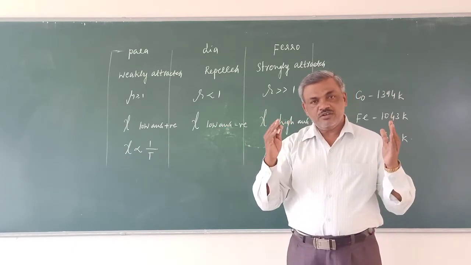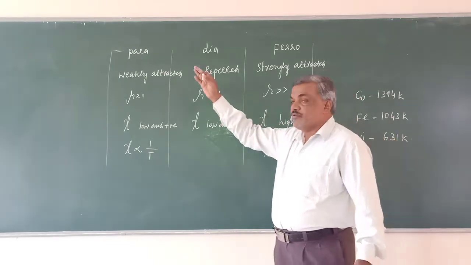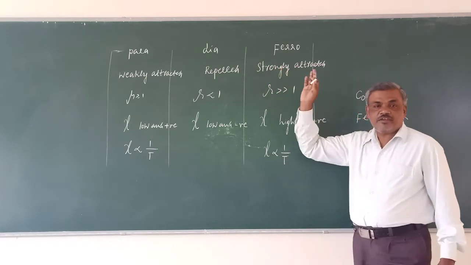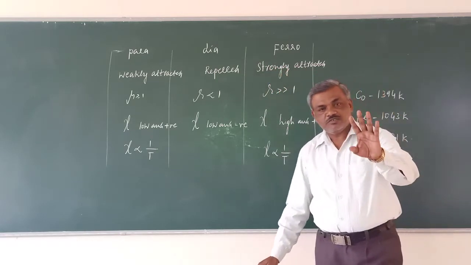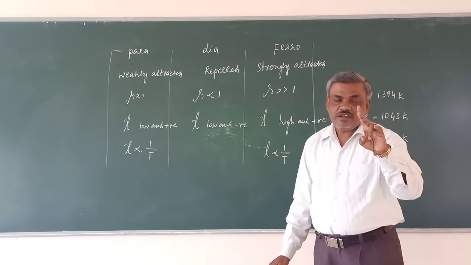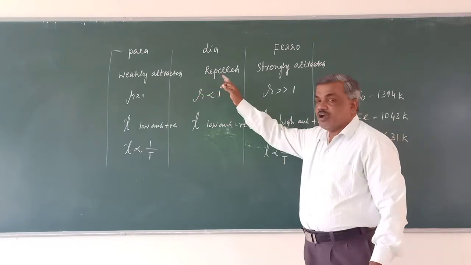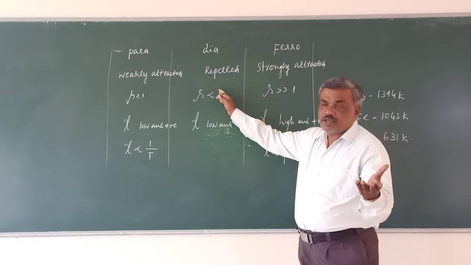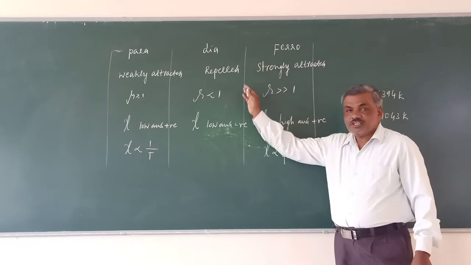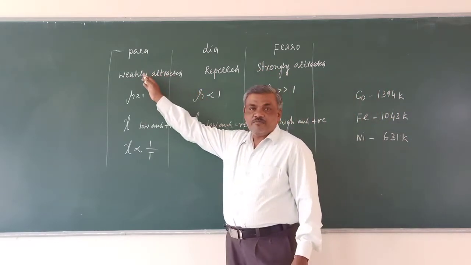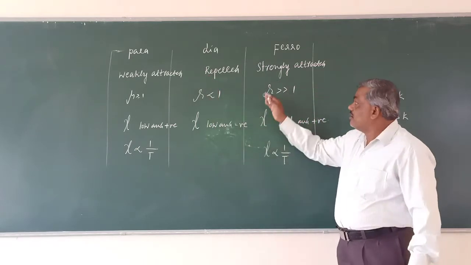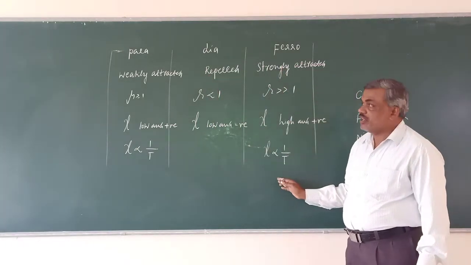Now, write any three differences between paramagnetic material, diamagnetic material, and ferromagnetic material. In the examination, this is a very important question. Write any three differences between para and dia, or sometimes dia and ferromagnetic material. Now, arrange in three columns. The first column is paramagnetic material, the second column diamagnetic material, the third column ferromagnetic material.